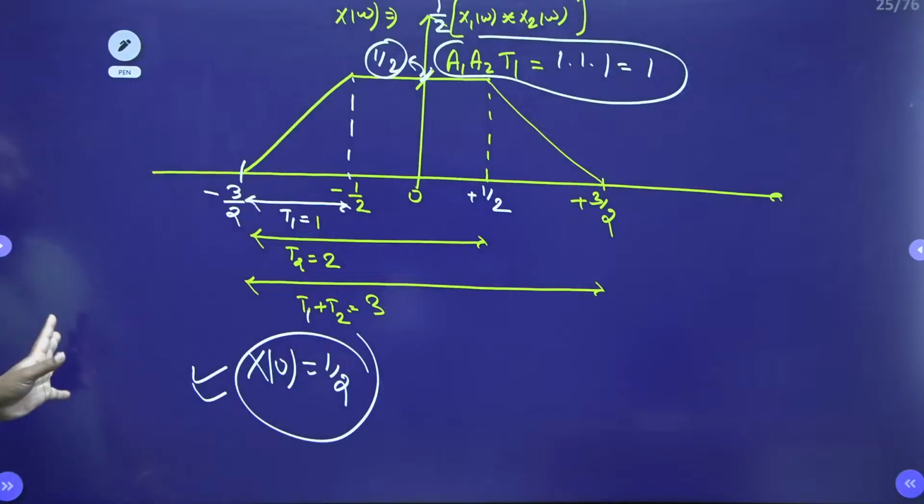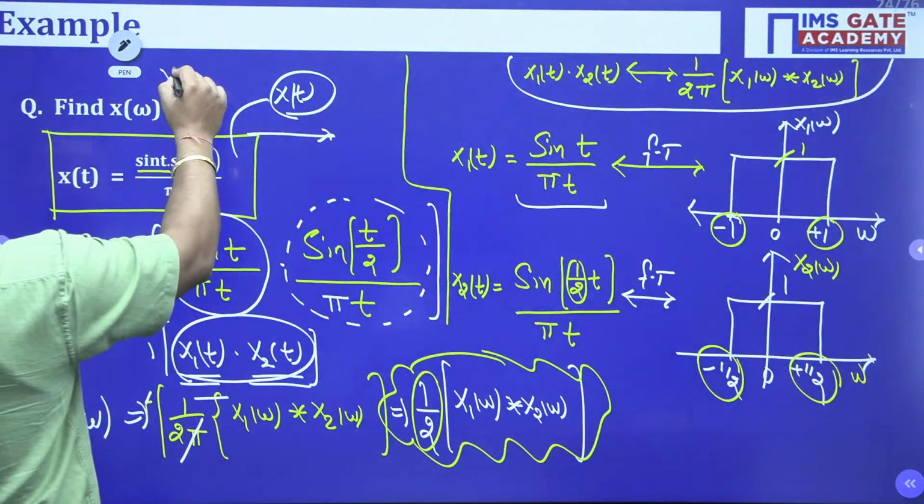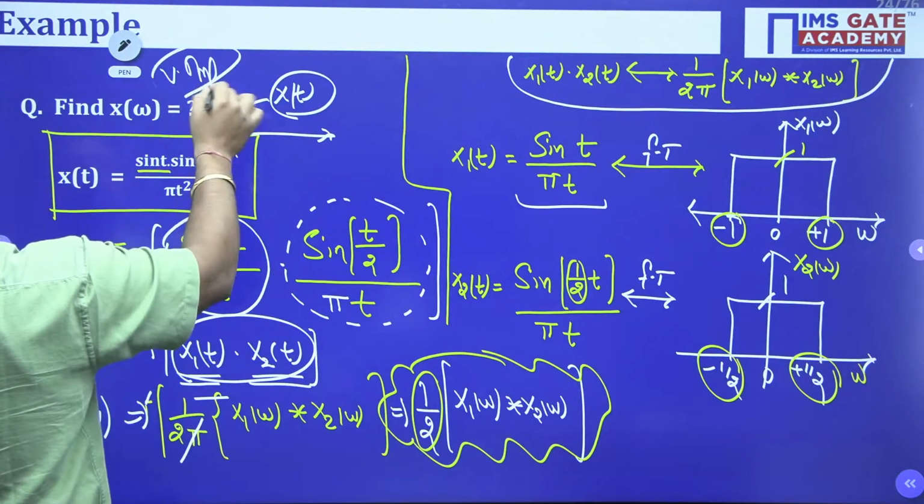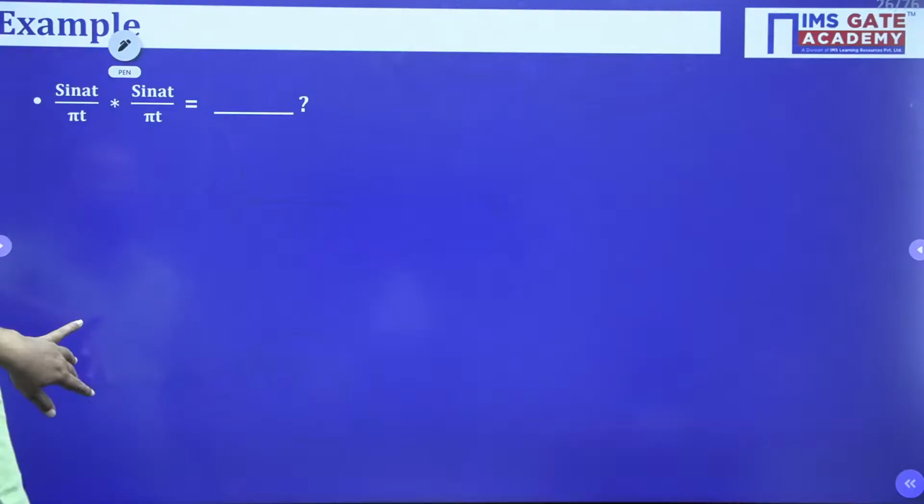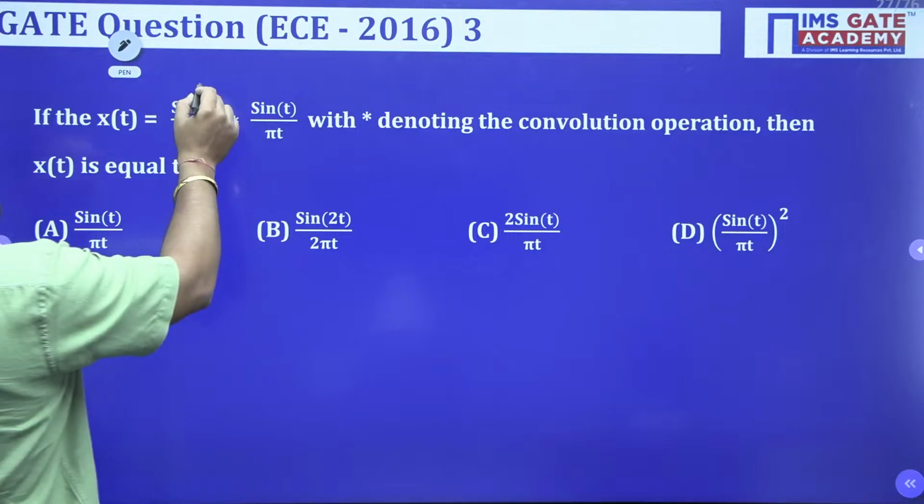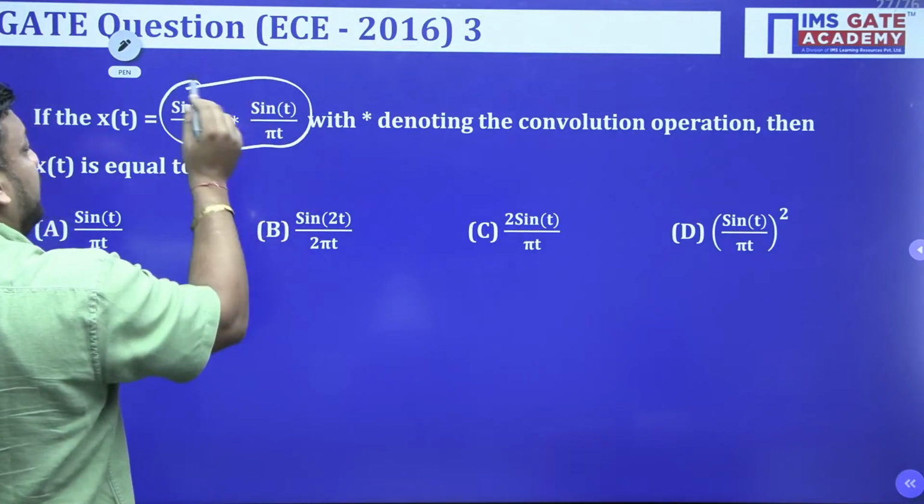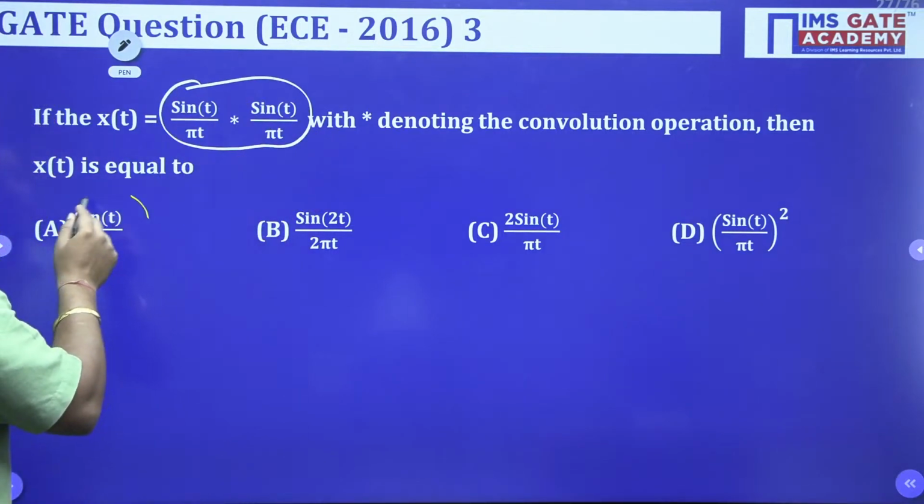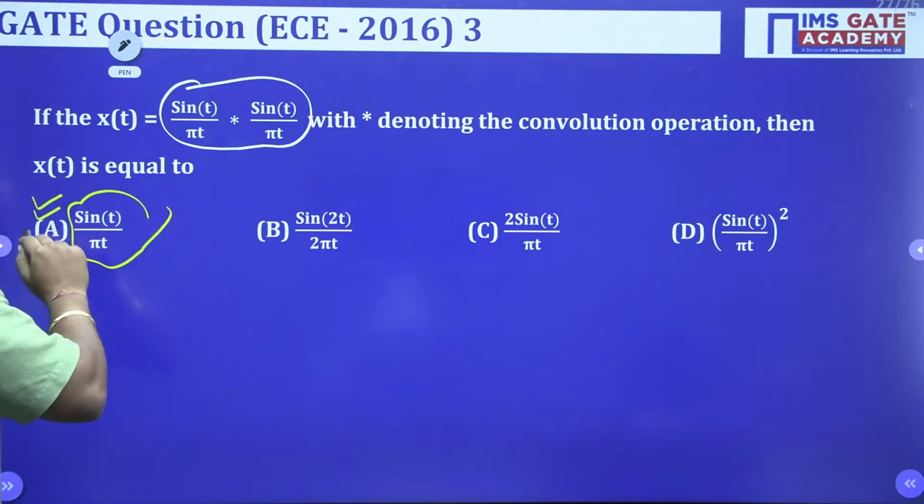So it's a very good example, a very important example. Now after that, this GATE question I think we have already solved in the last class. Sin of t upon pi t convolution with sin of t upon pi t is nothing but sin of t upon pi t. Option A is correct.